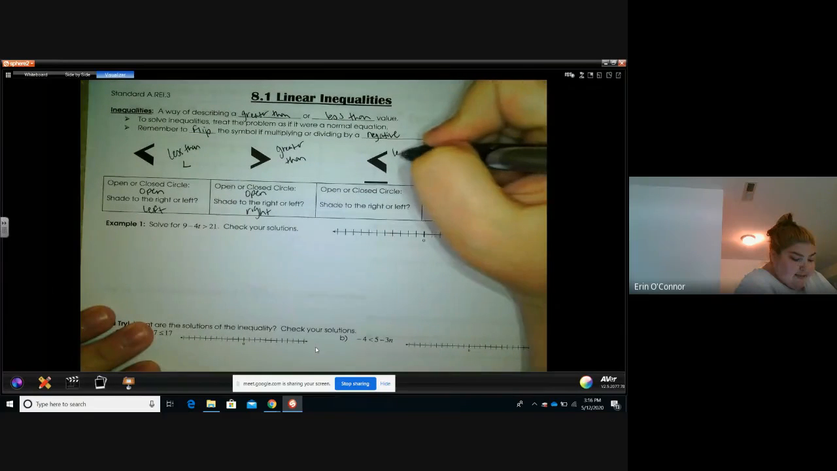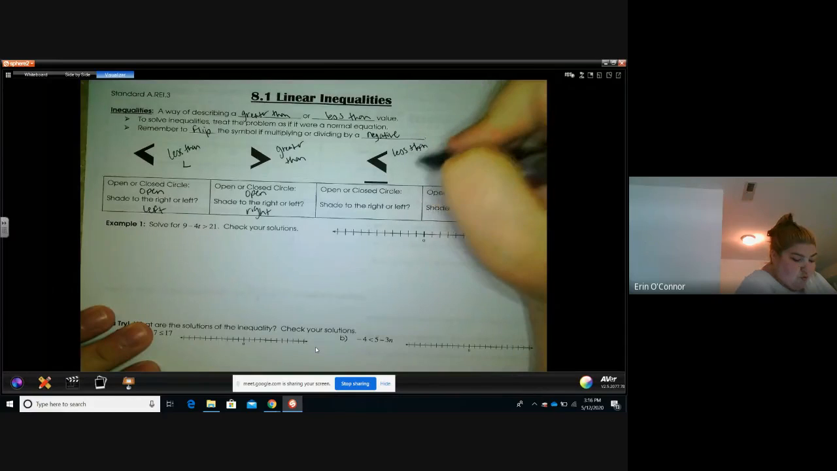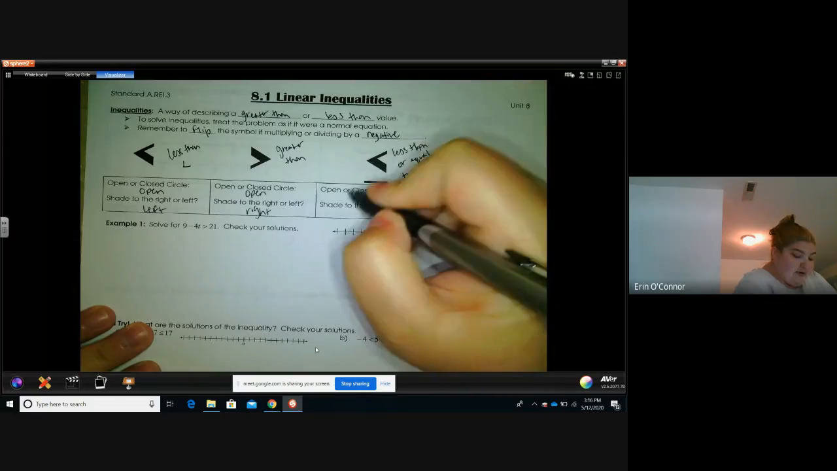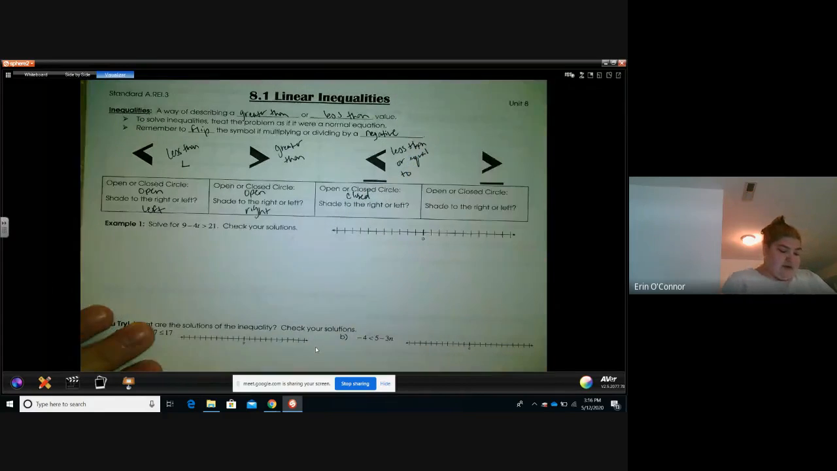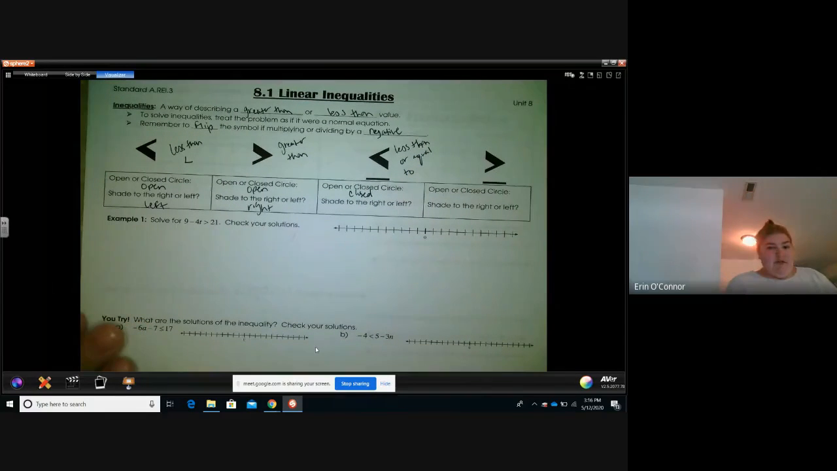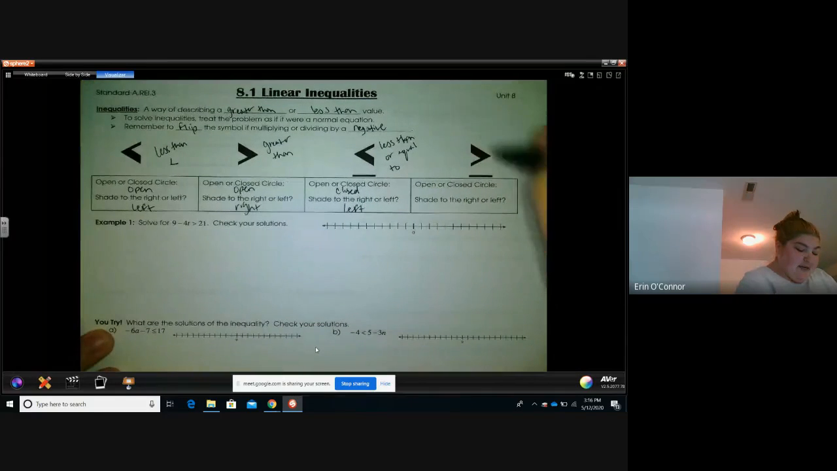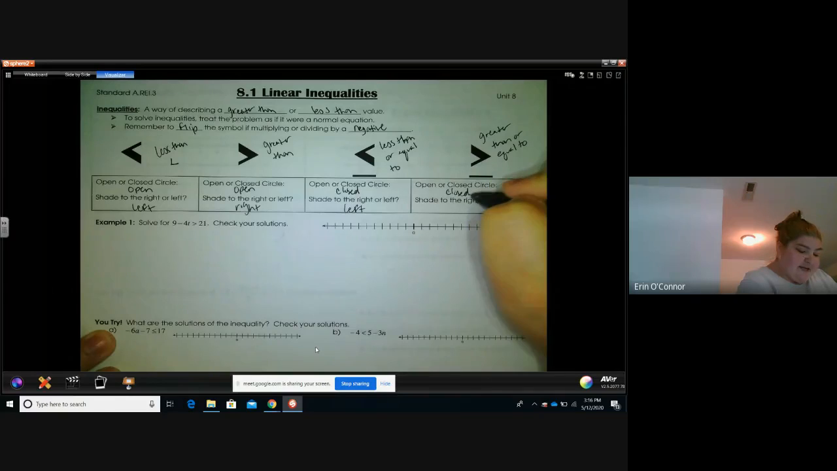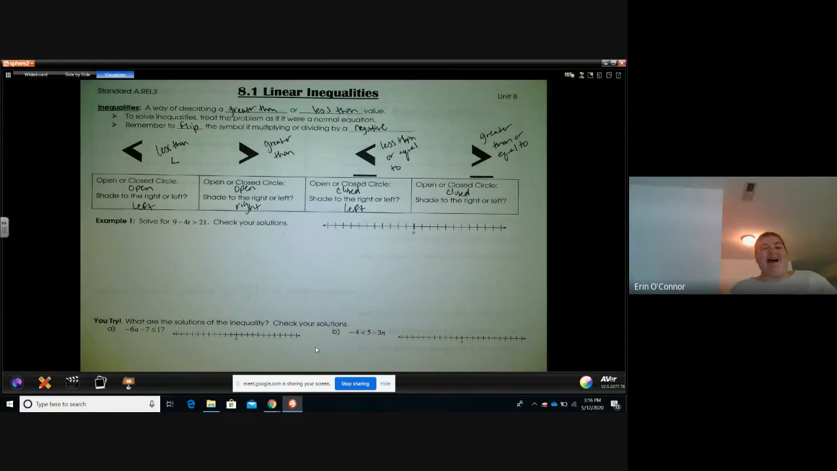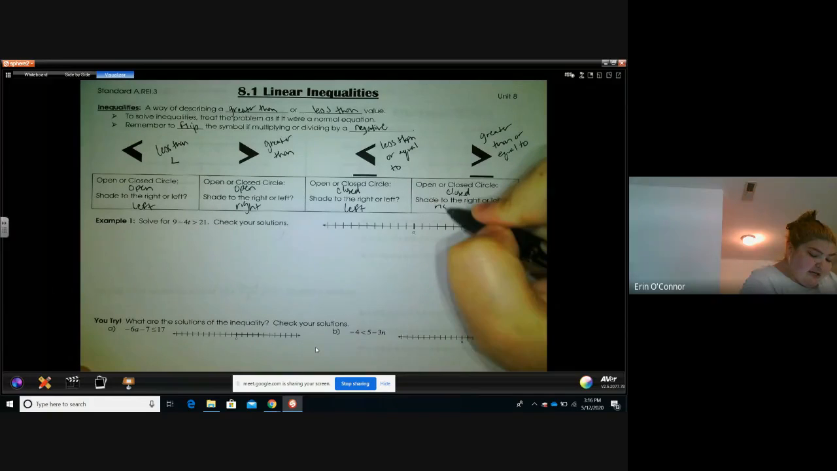This is a less than or equal to. And this is going to be a closed circle. And do we shade right or left? This is left because it's less than. And this is a greater than or equal to. And it is also a closed circle because it has that equal to portion, meaning that that point is included. Shade to the left or right, we're shading to the right.